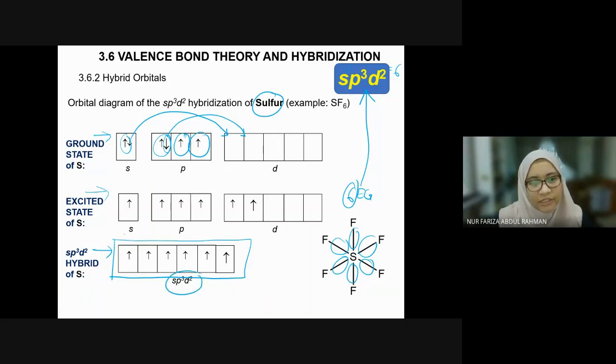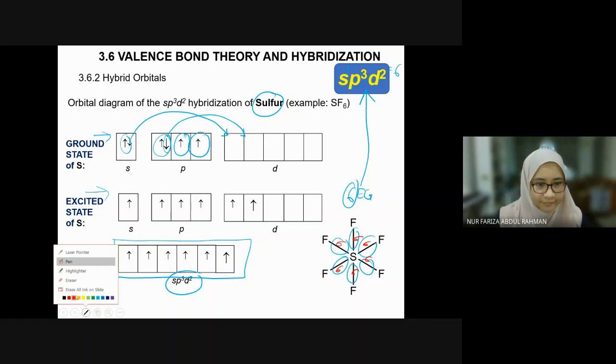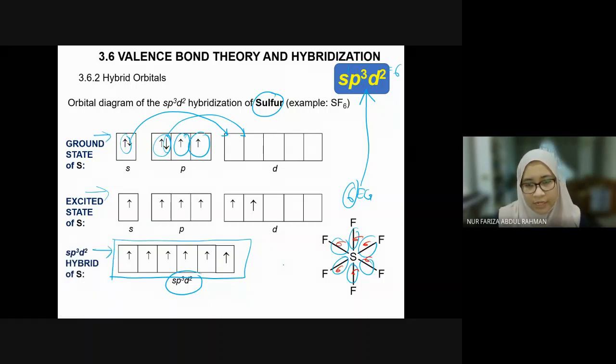Okay, alright. So single bond lah. So all of these will be single bond because from the Lewis structure pun kita boleh predict all of the bond form are single bond. The first bond mesti single bond. Okay, alright. So how do we draw SF6 in terms of orbital diagram? Okay, let's draw the sulfur first.